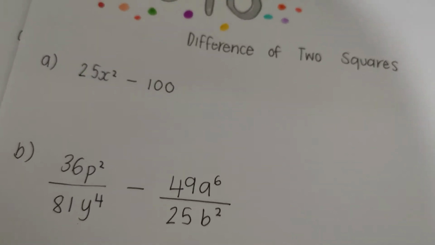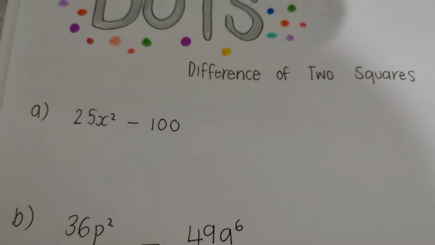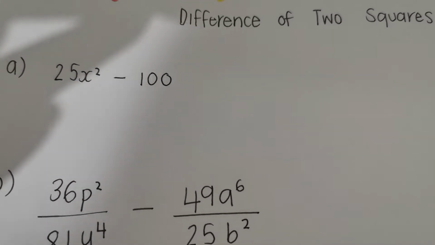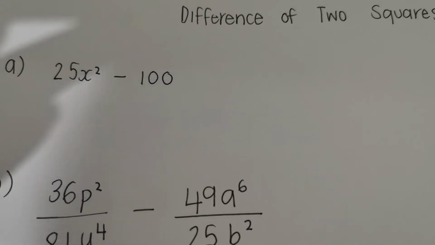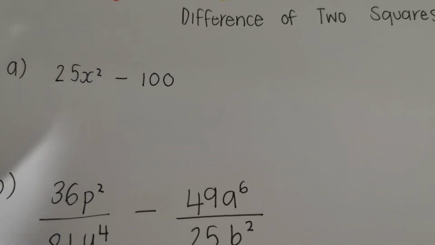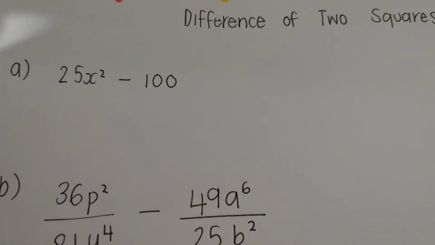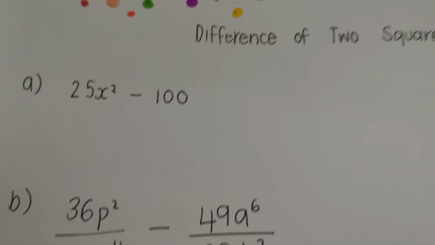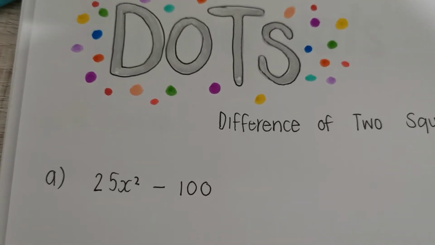Alright, let's continue to the next type of factorization, which is called DOTS, difference of two squares. Okay, now for difference of two squares, you have to know your square numbers. So you need to know 1 times 1 is 1, 2 times 2 is 4, 3 times 3 is 9, 4 times 4 is 16, 5 times 5 is 25, etc. Otherwise, it becomes very difficult to identify, because remember I told you, we don't tell you, hey, do DOTS, or hey, do HCF, or do trinomials. You need to be able to identify it.